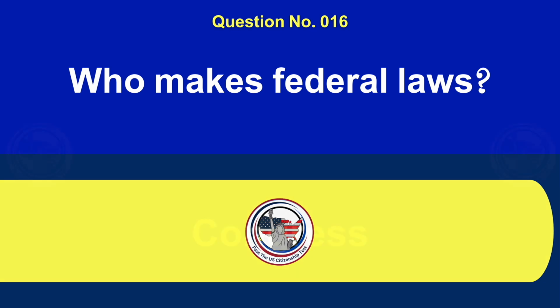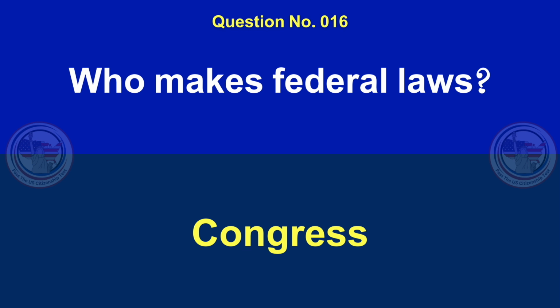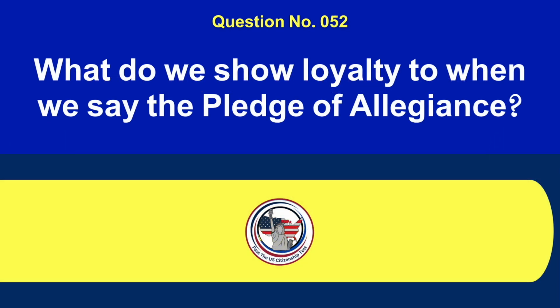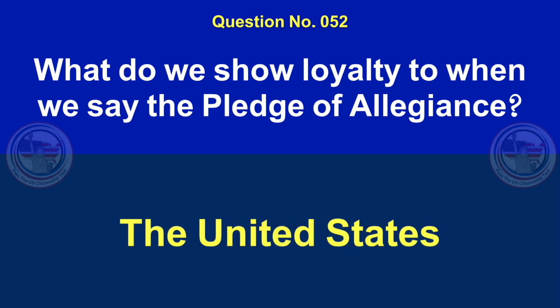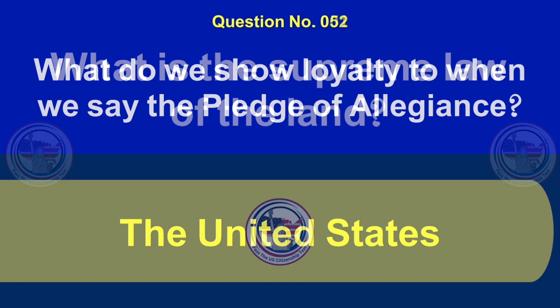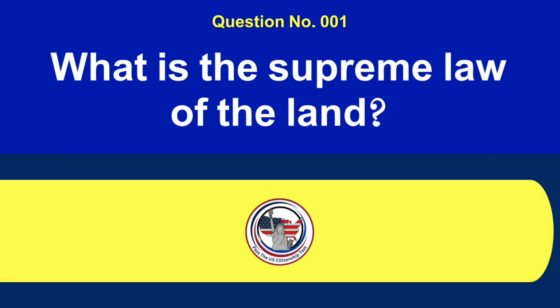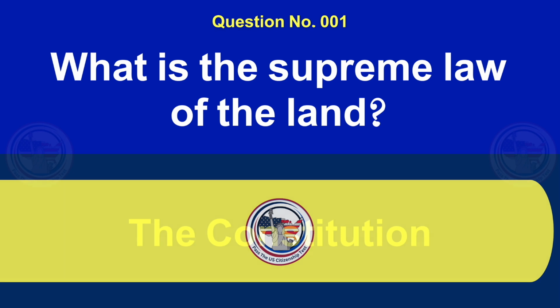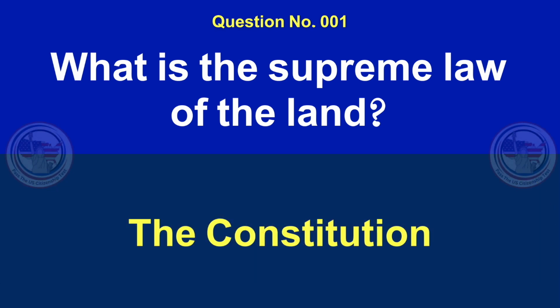Who makes federal laws? Congress. What do we show loyalty to when we say the Pledge of Allegiance? The United States. What is the supreme law of the land? The Constitution.